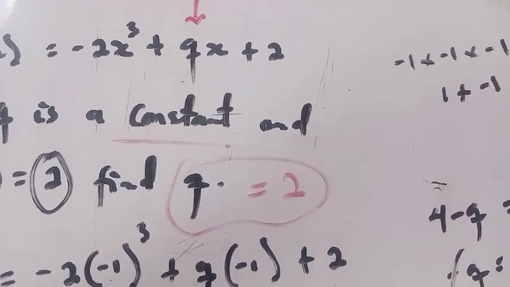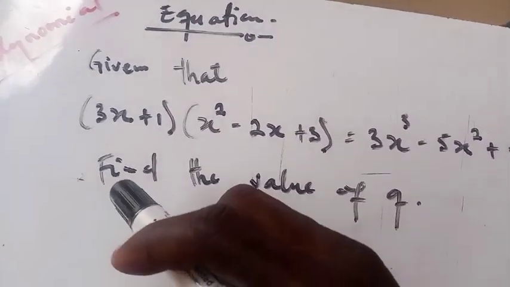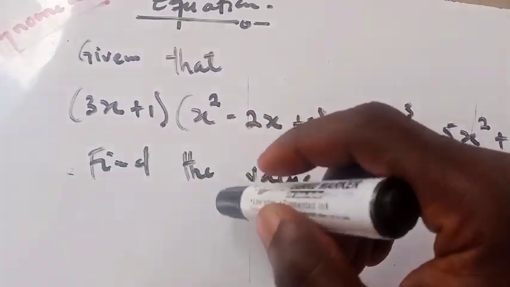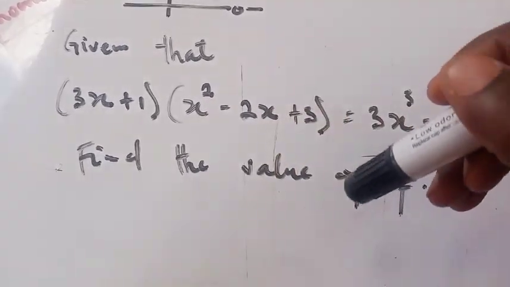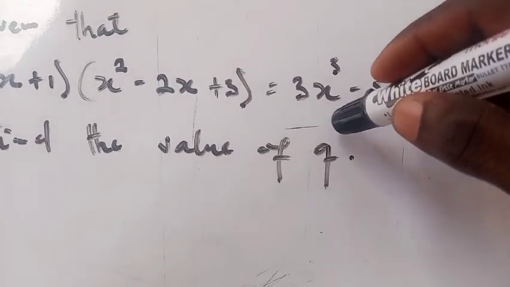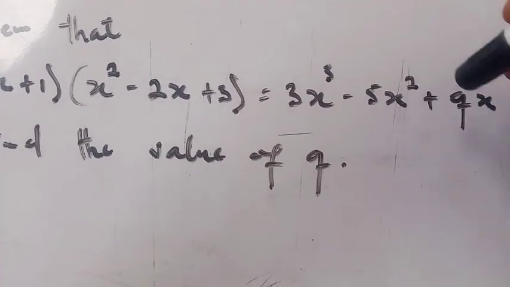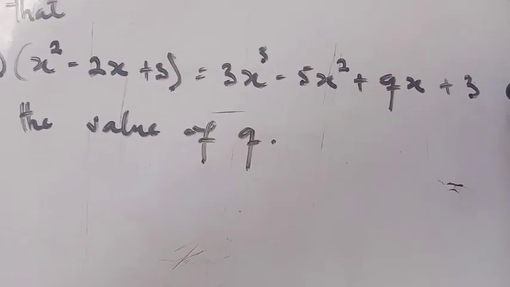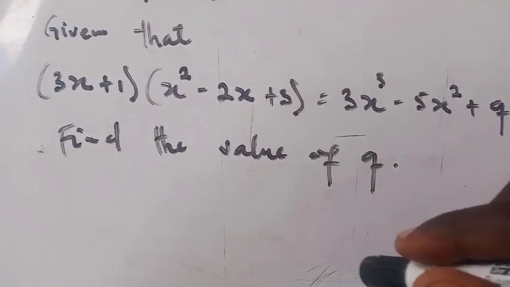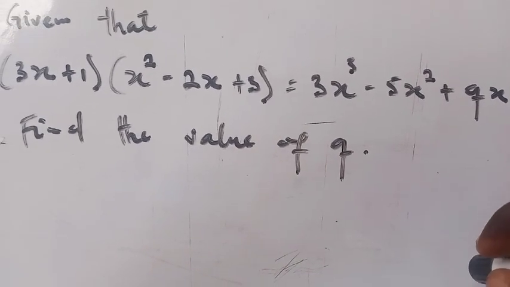So here comes the next question. Given that 3x plus 1, everything multiplied by x squared minus 2x plus 3, all is going to be equal to 3x exponent 3 minus 5x squared plus qx and then plus 3. We want to find the value of the constant q, right? The same q just like from the previous question.